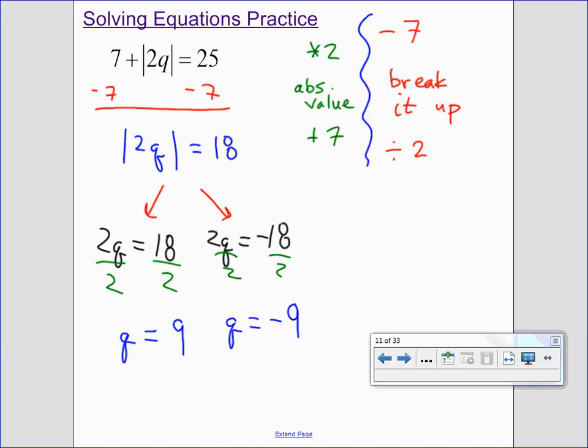Let's do a quick check of that -9. So my -9 into the original, 2 times -9, I can even use my green forward steps. -9 times 2 is -18. Absolute value of -18 is positive 18. Positive 18 plus 7, perfect. That does work. That's 25. So this is a solution, and we could do the same thing with our positive 9 as well.